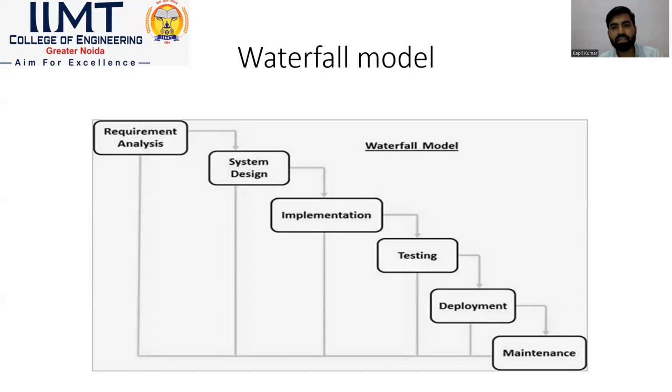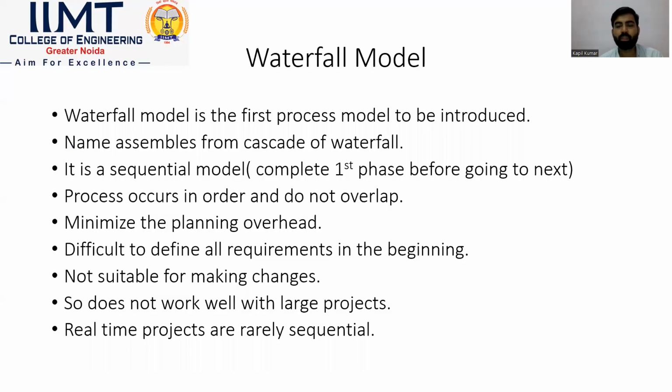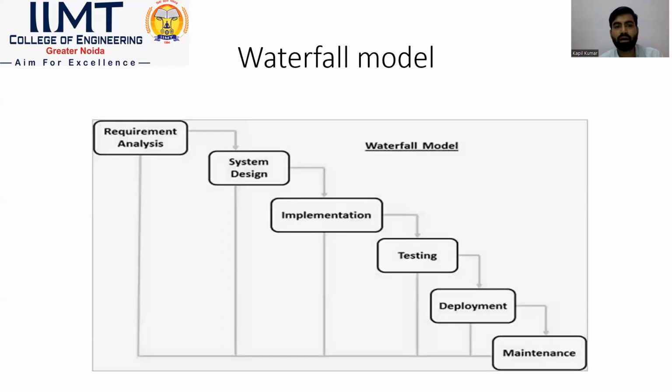These are the stages in the waterfall model. The first one is requirement analysis. Second is system design. Third is implementation, then testing, deployment, and maintenance. The picture that I have taken from Google may vary from site to site or resource to resource, but these are the major 7 steps.